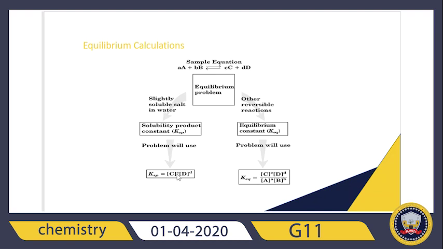Other reversible reactions will apply the equilibrium constant. In these problems, we will use the following formula: K equilibrium is equal to the concentration of products over the concentration of reactants, each raised to the power that is equal to their coefficient.